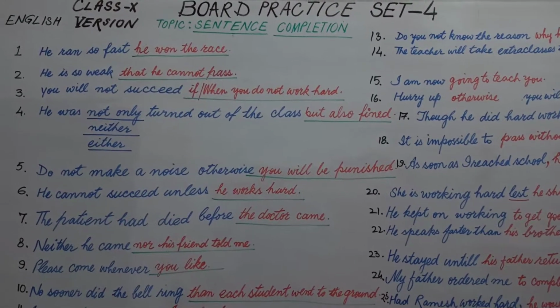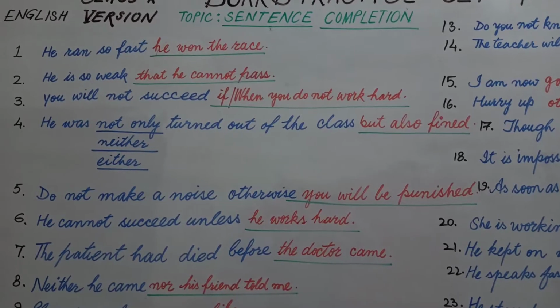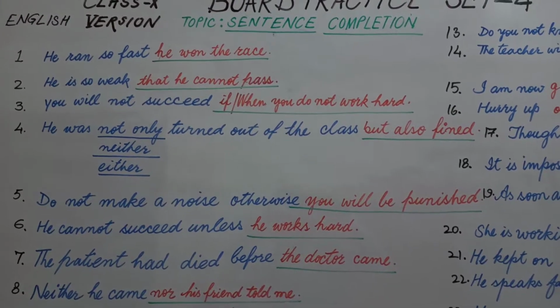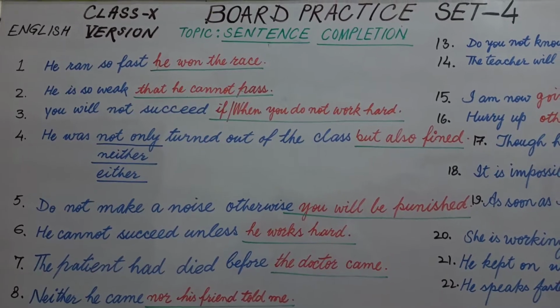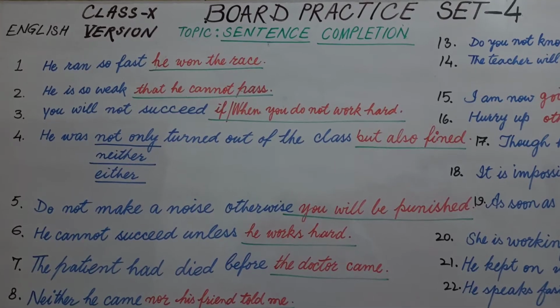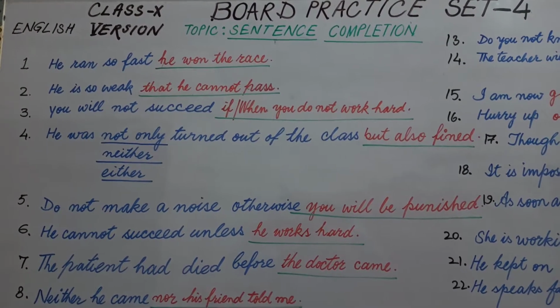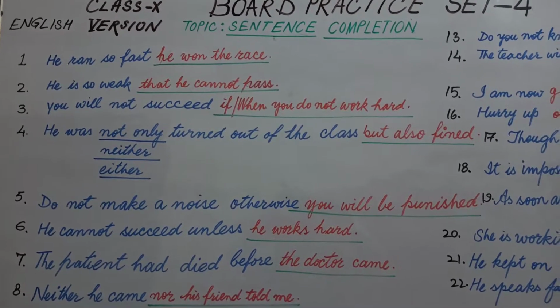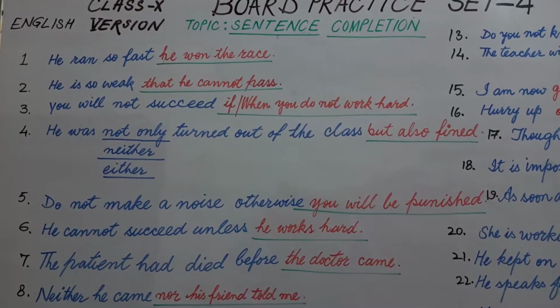Now let's begin with the sentence number 1. The question is, he ran so fast, means the blue part is just given in your board examination, and this green line is a blank, and red written material is your answer, and this is a complete sentence done by us. Now let's understand how to complete this sentence and what is the reason why I have written he won the race. Now let's begin the question.